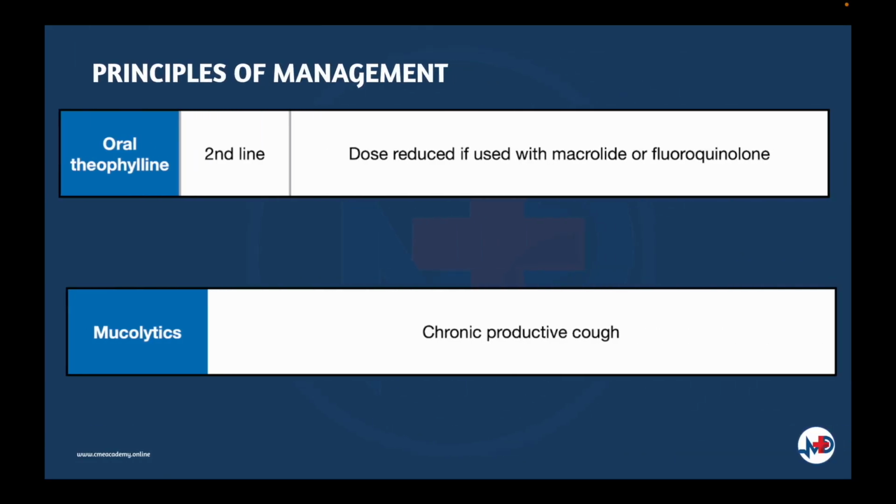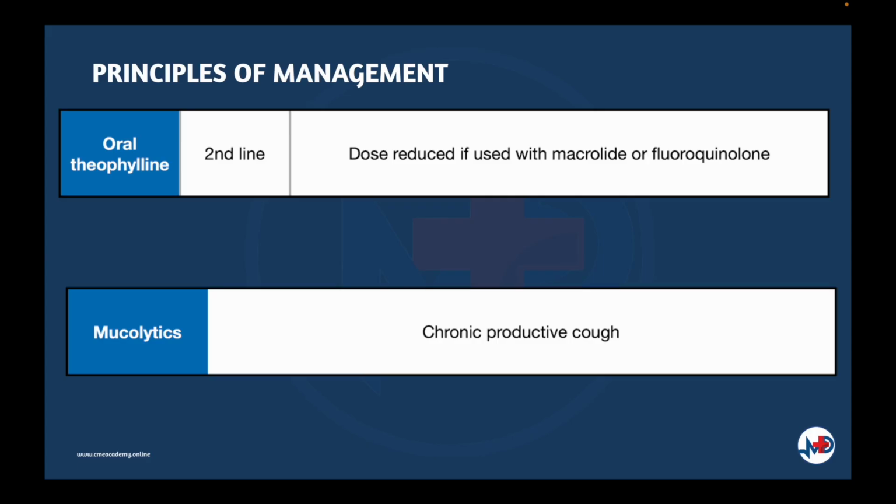NICE only recommends theophylline after trials of short and long-acting bronchodilators or to people who cannot use inhaled therapy. The dose should be reduced if macrolide or fluoroquinolone antibiotics are co-prescribed. Mucolytics should be considered in patients with a chronic productive cough and continued if symptoms improve.